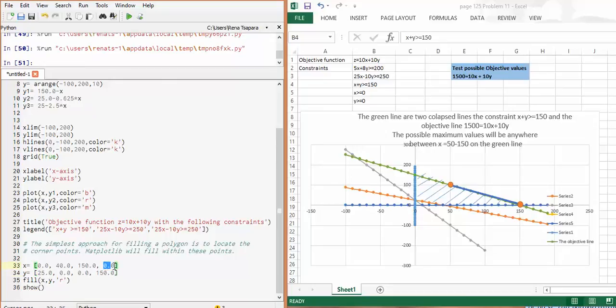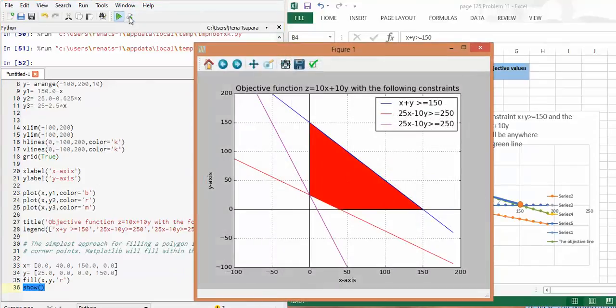And the last point is 0, 150. Once we do that, we know exactly where we want to paint, and we use the function fill that is going to paint in between those points. X are the x coordinates of the points, y are the y coordinates of the points, and we are going to paint it red there. And the last line says that we are ready now to show the graph, basically to graph everything on a file. So we are ready to run this, and once we do, we get our graph.